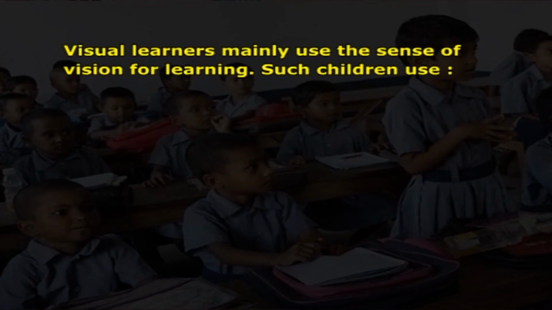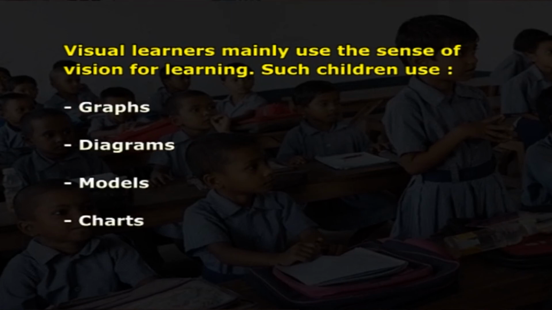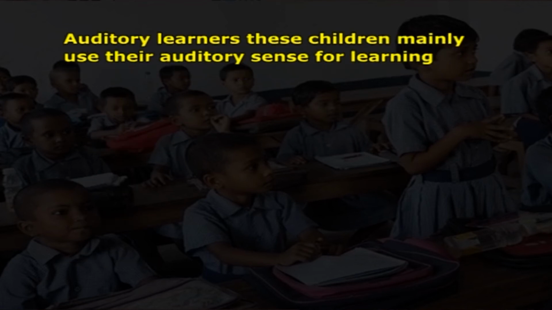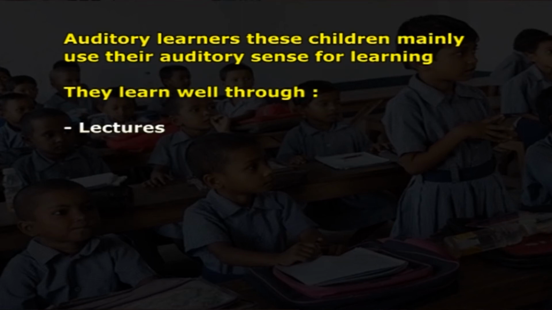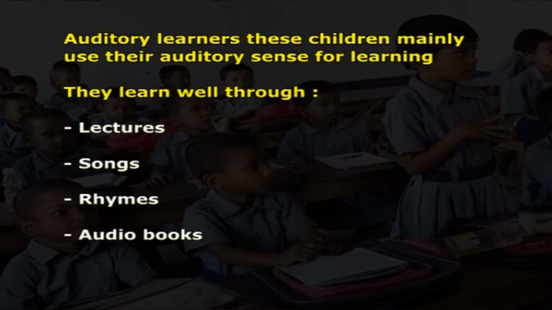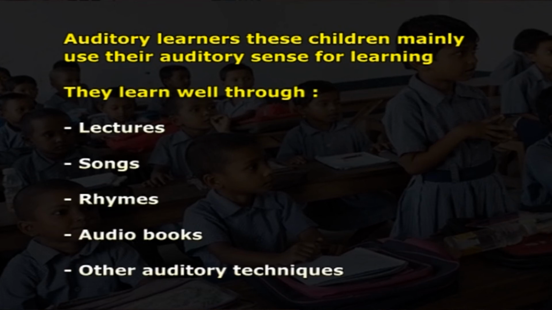Visual learners mainly use the sense of vision for learning. Such children use graphs, diagrams, models, charts, or pictures. Auditory learners are the children who mainly use their auditory sense for learning. They learn well through lectures, songs, rhymes, audiobooks, and other auditory techniques.